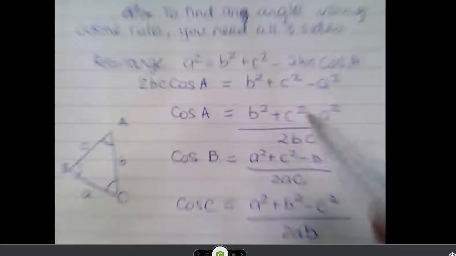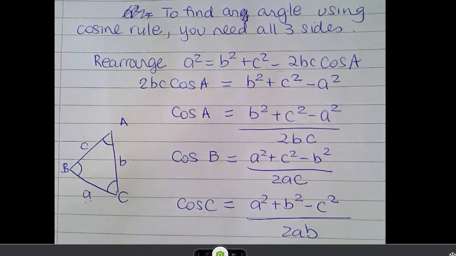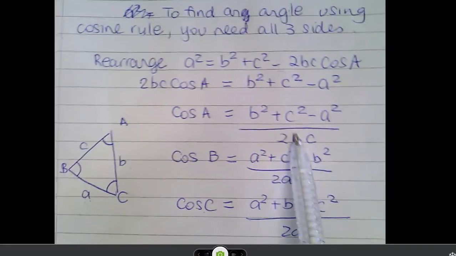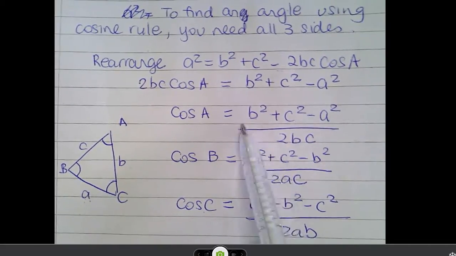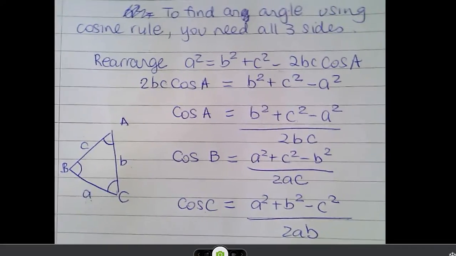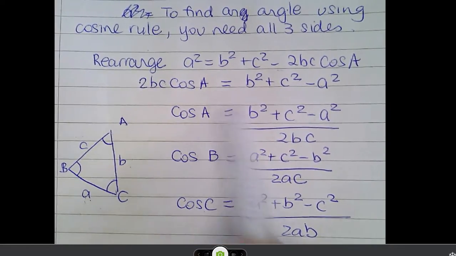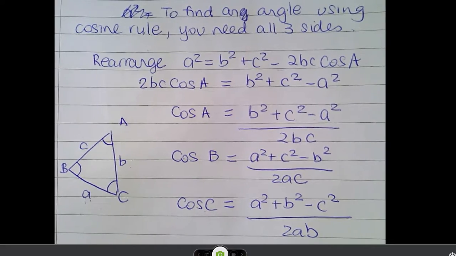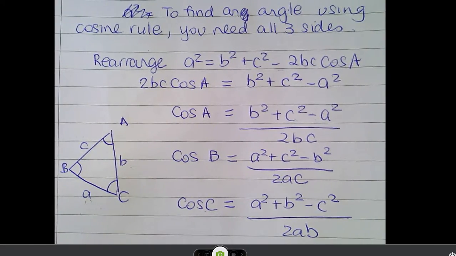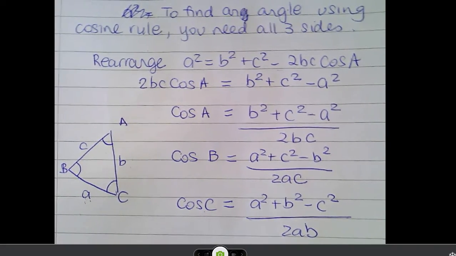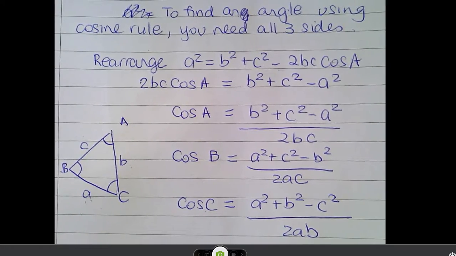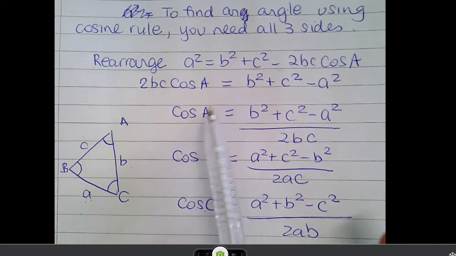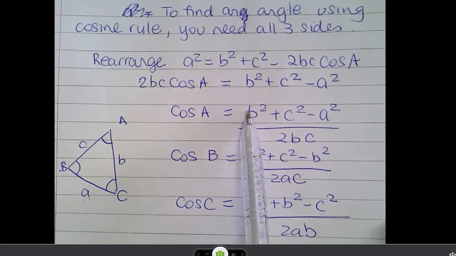Notice, if you want an angle, you need all 3 sides. How do we know that? Because on the right-hand side of the formula is little a, little b, little c. So to use this formula, you need little a, little b, little c. They're all sides because they're lowercase. Do you get it? So if you want to find an angle using cosine rule, you need 3 sides. You can tell. I want the capital A angle, I need 3 sides.